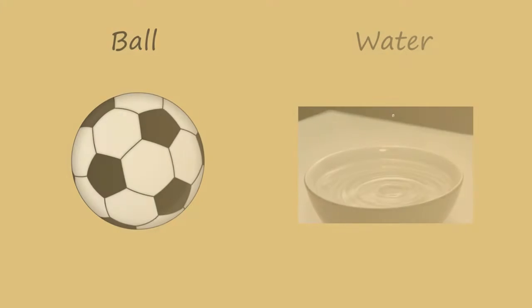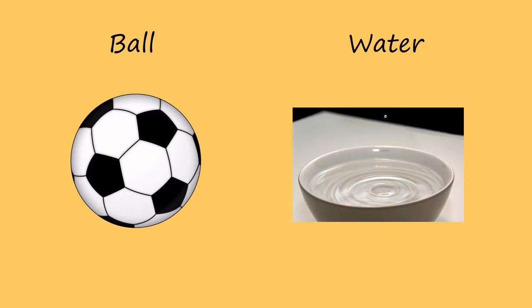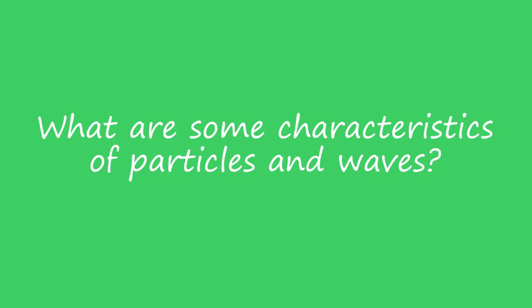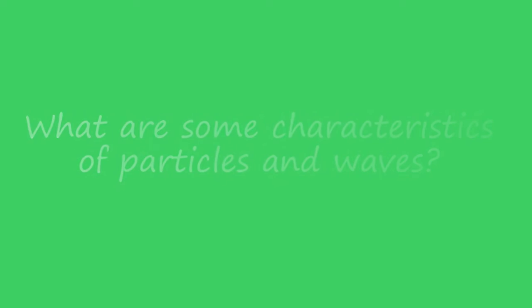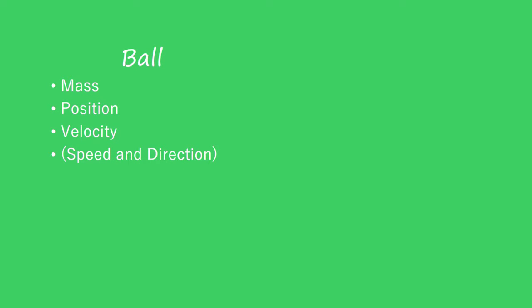To start, let's think about this ball and this bowl of water. These objects will help us think about physics at a smaller level using things we already know. What kinds of properties do these objects have? Well, the ball can have a particular mass, position, and velocity. Mass is basically the weight of the ball, and velocity is a measure of momentum in a given direction. Whenever the ball moves, it goes in a given direction with a certain speed and to a specific location.